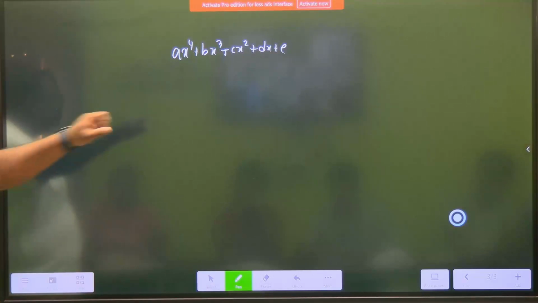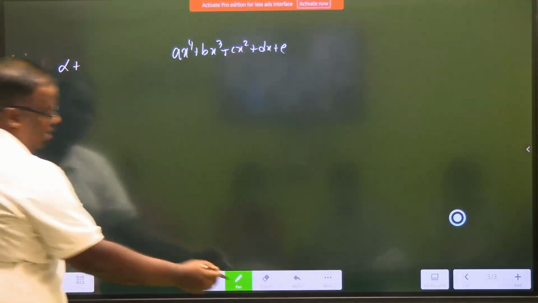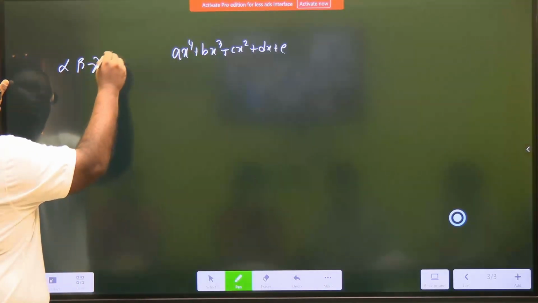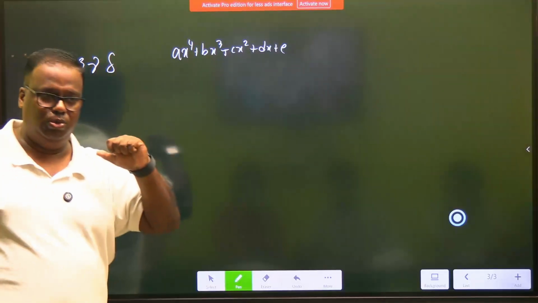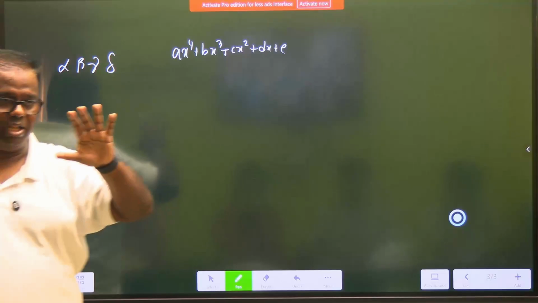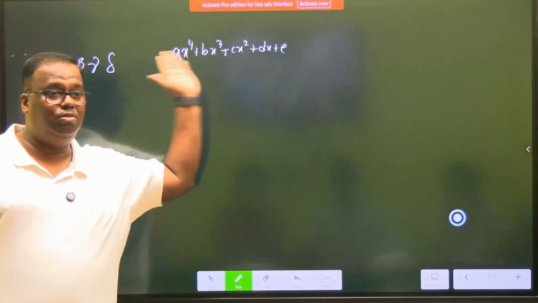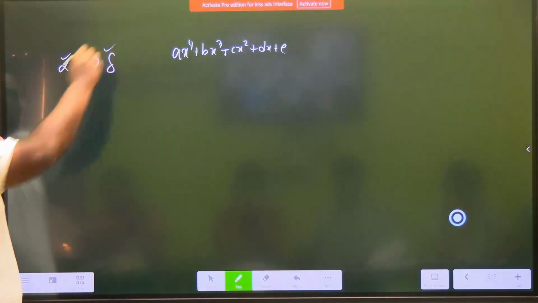How many roots should it have? 4 roots. Let the 4 roots be alpha, beta, gamma and delta. There are 4 roots to it. And they will ask find all 4 roots. But you as a grade 10 student, you don't know how to solve it. You only know quadratic. Means our idea will be by hook or by crook, convert this into quadratic. So they will give you the value of say alpha and delta.